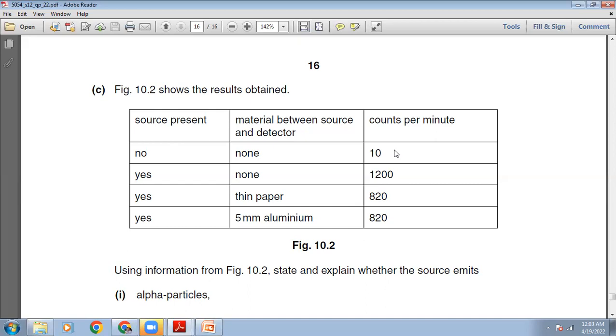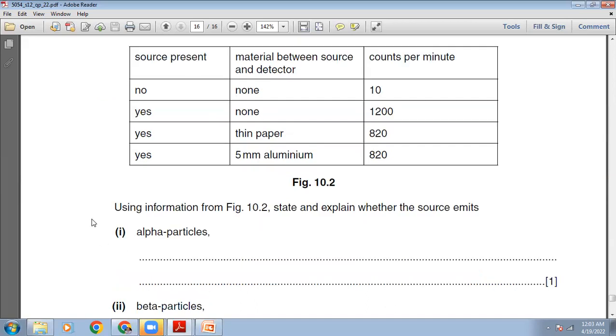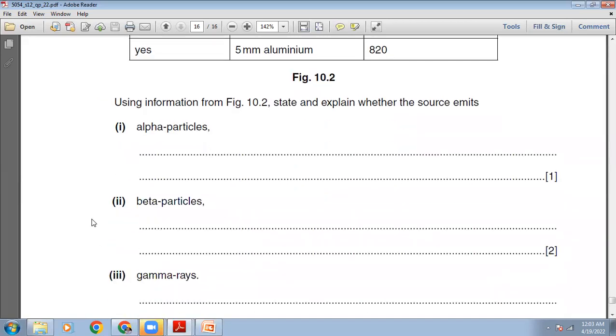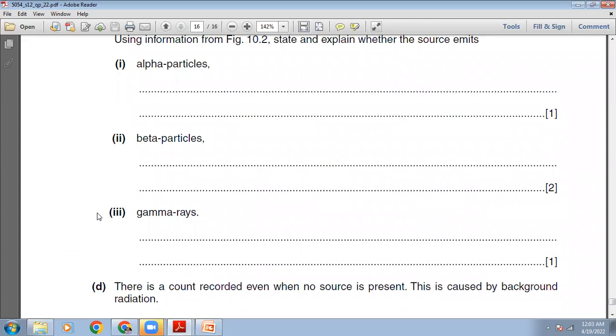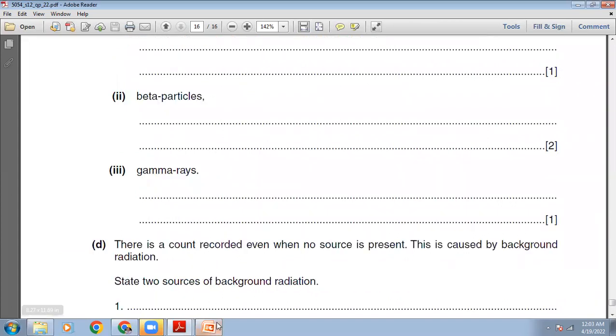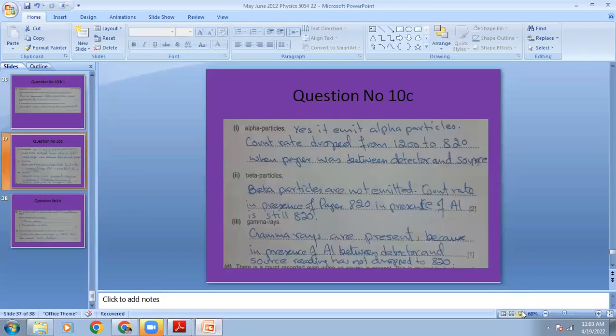So the source is emitting alpha particles and it is emitting gamma rays, because the gamma rays cannot be stopped by the 5 millimeter thick aluminum foil. So these are the three answers.